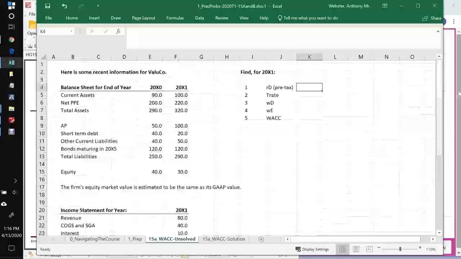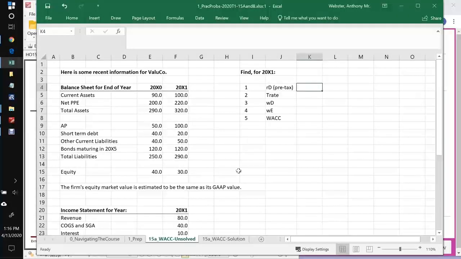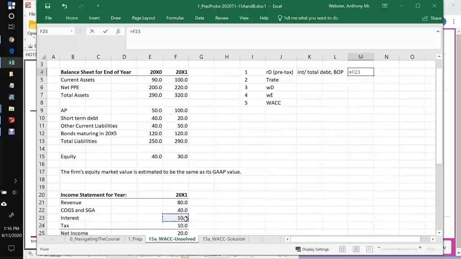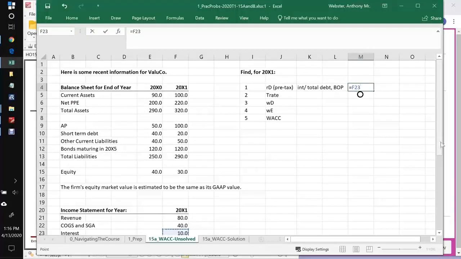We learned a few methods for getting RD in a previous chapter, but all we have here are the financial statements. So we're going to take the interest and divide that by the total debt BOP, right? So that's going to be equal to, I want my interest in the latest year, unless we're told otherwise. We always assume we want stuff for the latest year, and up here it's clarified for us. We want 20x1, okay?